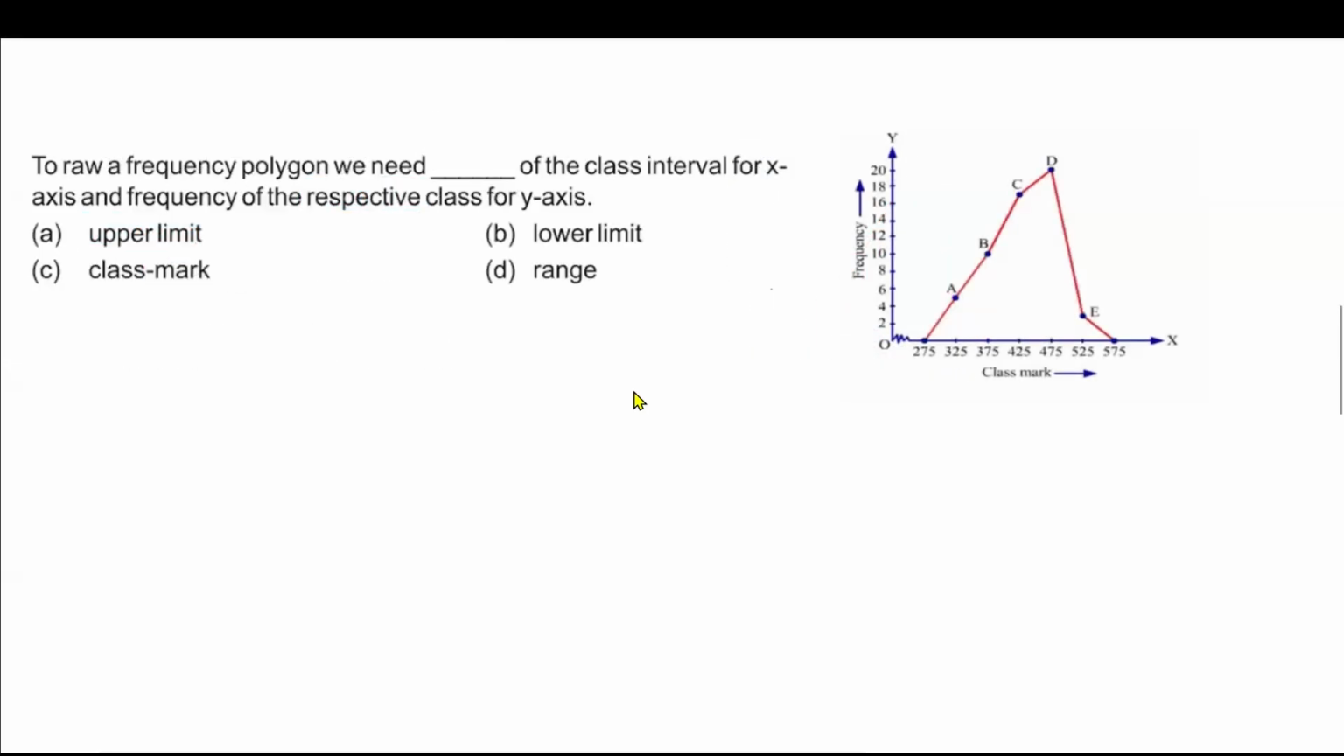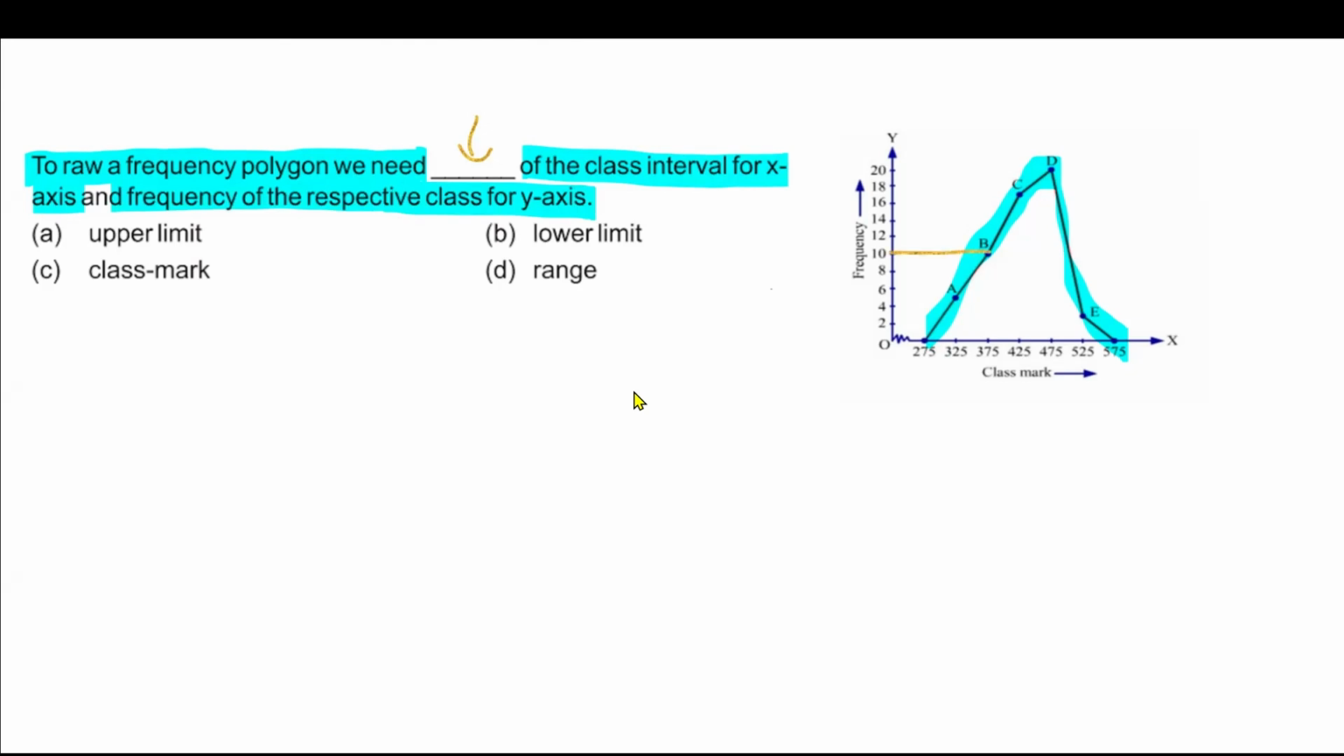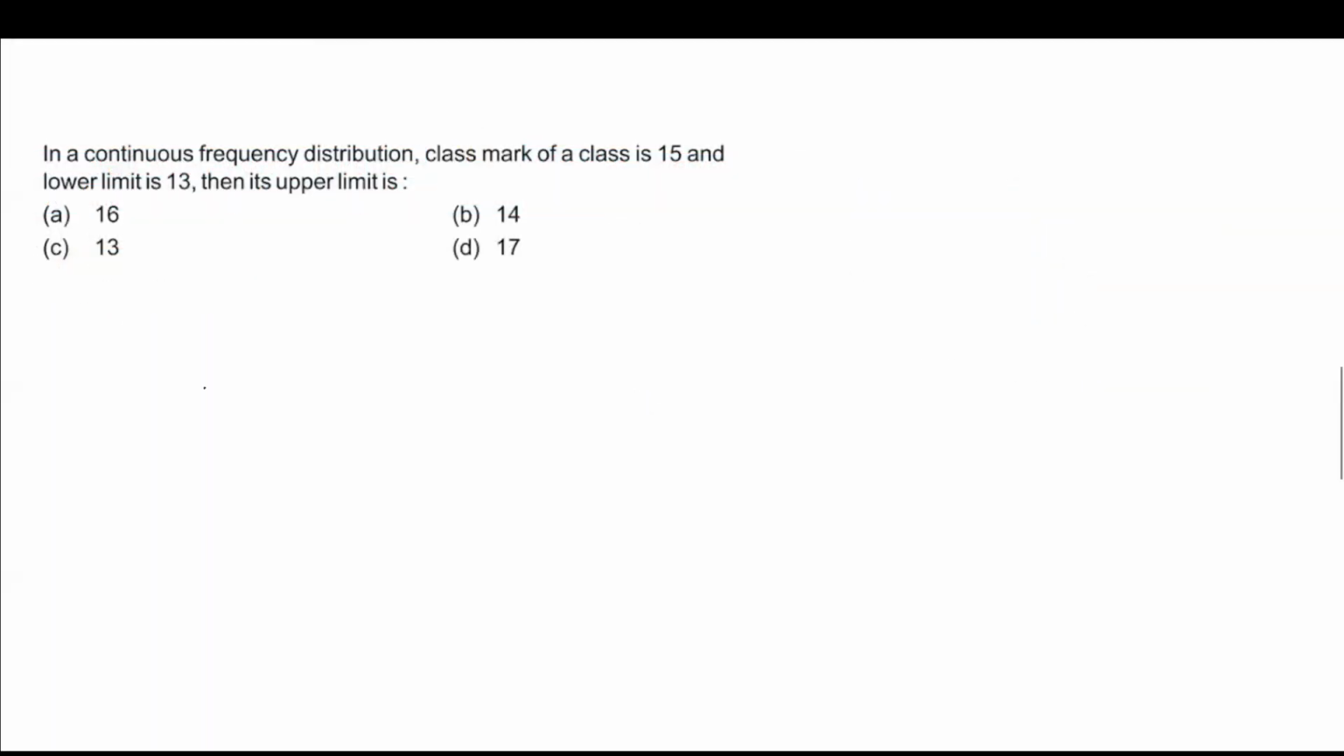To understand this, I have taken one more question. It says to draw a frequency polygon. You can see this is the frequency polygon. We need to fill in the class interval on the x-axis and the frequency of the respective class on the y-axis. So clearly its y coordinate is the frequency, and the x coordinate has to be what? The class mark. So C is the correct option in this case.